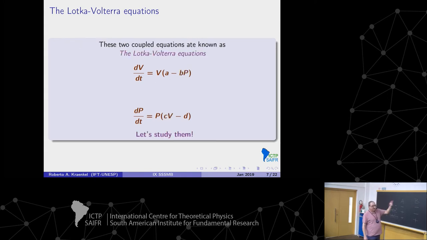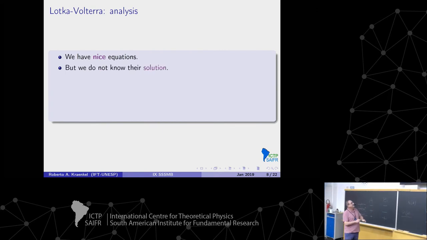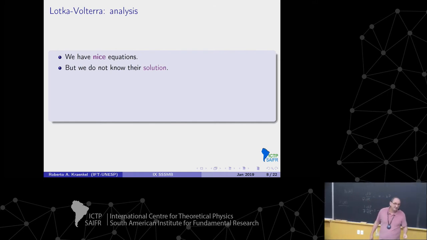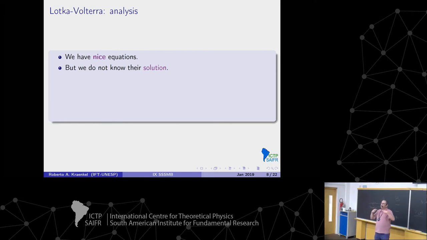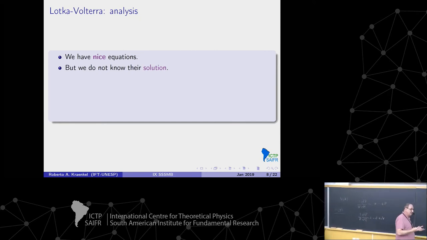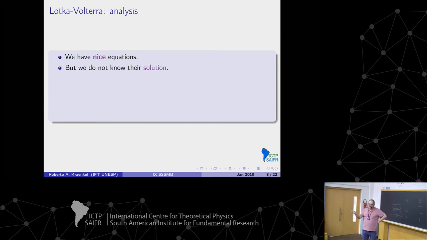But now we have a system of equations, and we want to study it. We do not know their solution. These equations have solutions. What does it mean? It means that if I give initial conditions, there will be only one solution for the system. So it's a well-behaved system of equations. There will be a solution, but we cannot write down the solutions in terms of functions that we know. Trigonometric, exponential, logarithms, we cannot write down the solutions in terms of these functions.